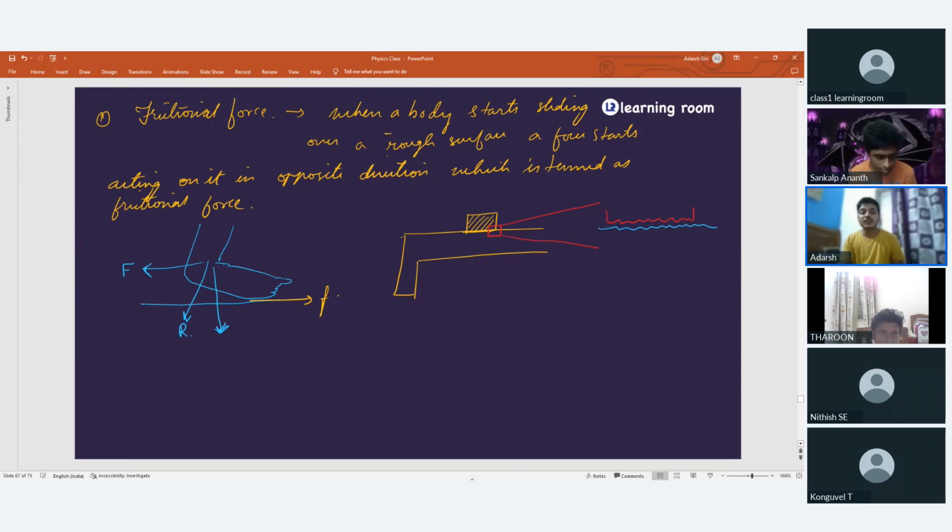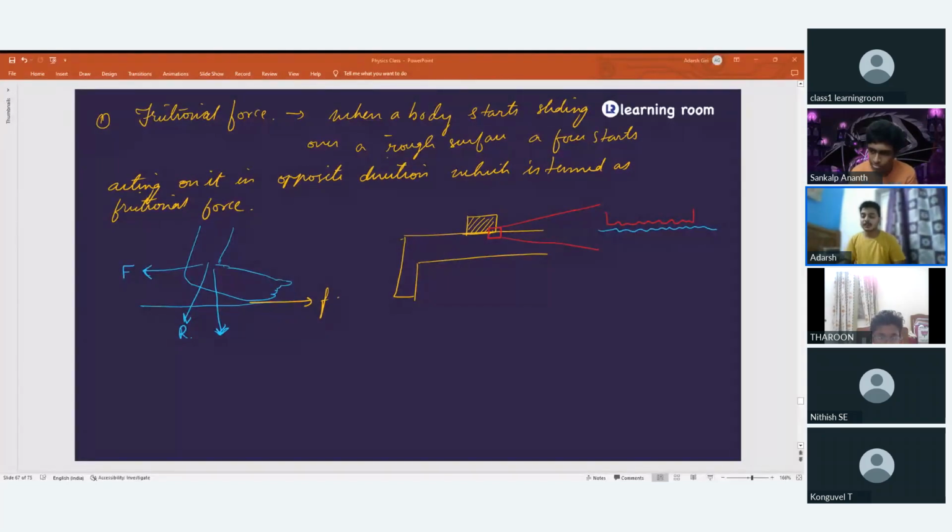You must have observed this when you're standing. Have you ever been to skating? You must have applied a force backwards in order to move forward, isn't it? You must have moved your leg backward like this, then you would have moved forward. Have you done this? Same thing.